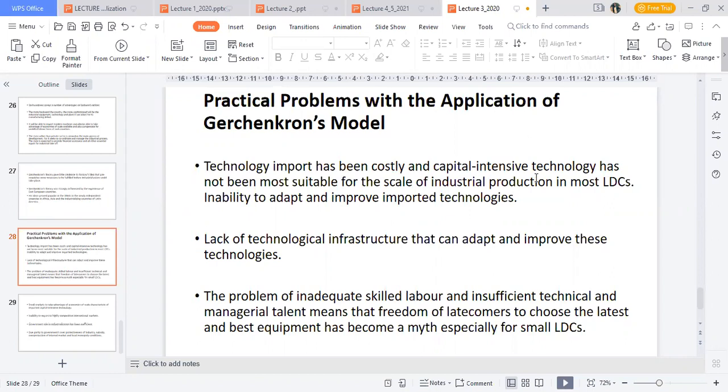Okay. So that is it. Let's look at some practical problems with this theory. Technology imports have been costly and capital intensive, and the technology has not been suitable for the scale of industrial production in most developing countries. So what we are saying is that before you become industrial, you need to adopt technology and institutions. But most of the less developed countries are not adopting them. You understand? So how do they develop? There is a lack of technological infrastructure that can adapt and improve these technologies, but we are not adapting them.